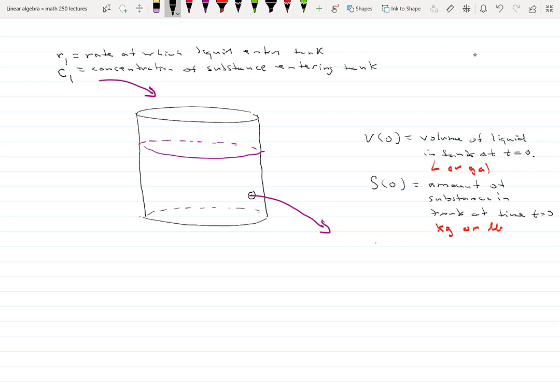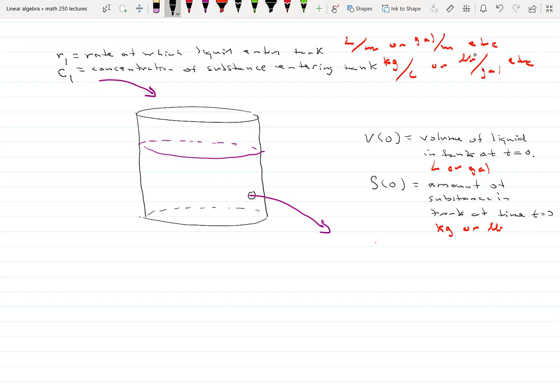So the rate at which liquid enters the tank will be in, say, liters per minute or gallons per minute, etc. The concentration of substance will be in kilograms or grams, whatever, per what? The concentration in the liquid per liter, or pounds per gallon, etc. Those are the units of concentration. Other units are possible, but it's always mass per volume as a concentration. Okay, so what's going to happen then?